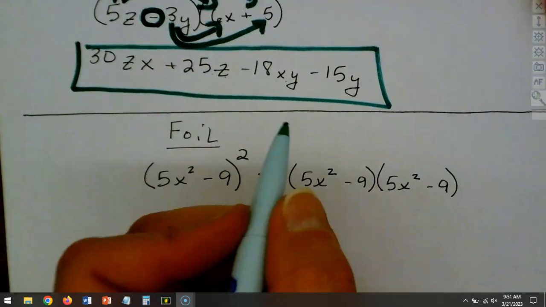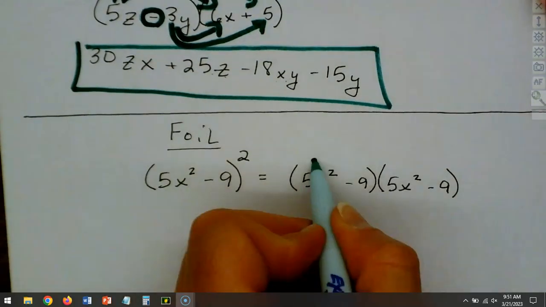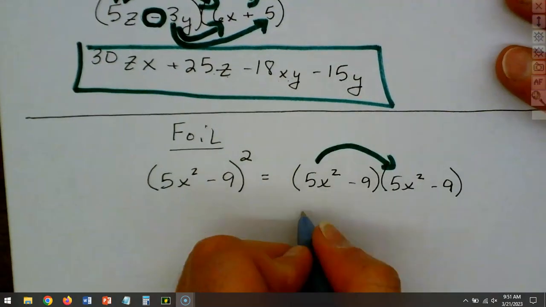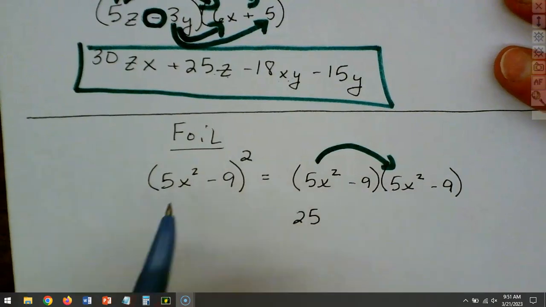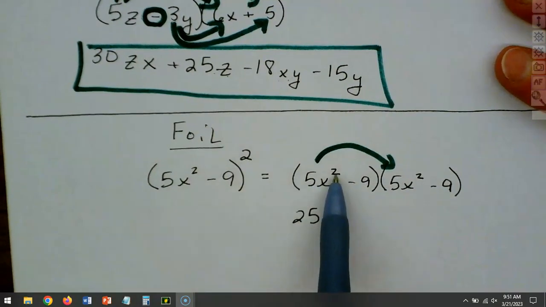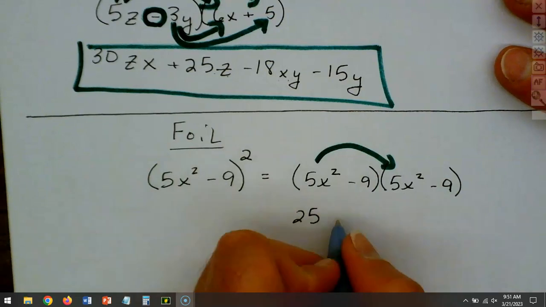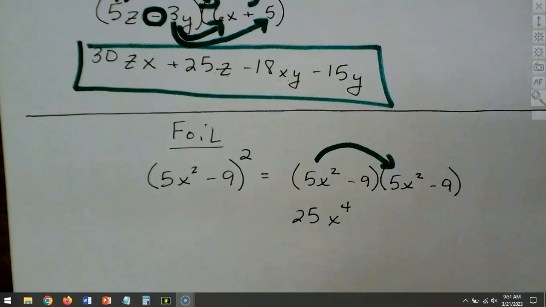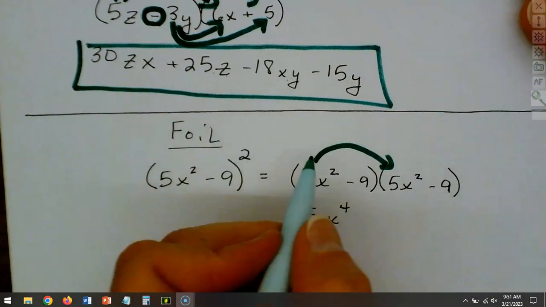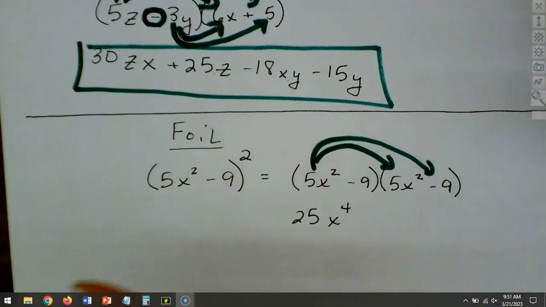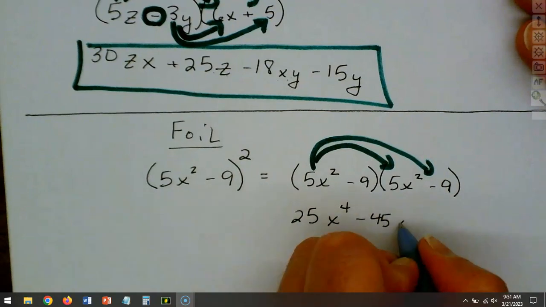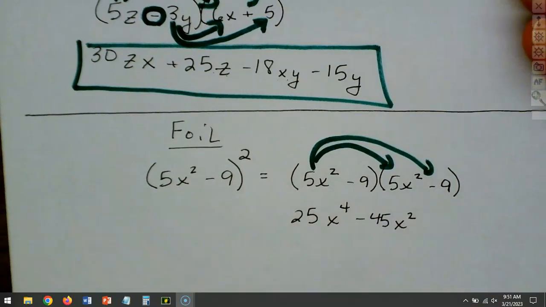Well, now we go ahead and we FOIL. So first times the first. 5 times 5, that's a 25. The powers add together, so that's 2, and 2 more makes it then x to the 4th. Then we've got 5 times a negative 9, well, that's a minus 45, and that's going to be an x squared there.